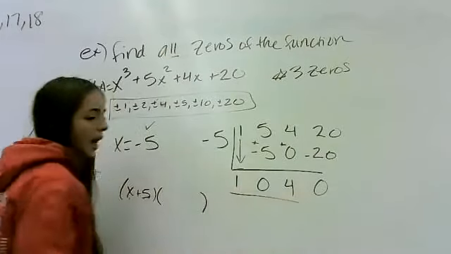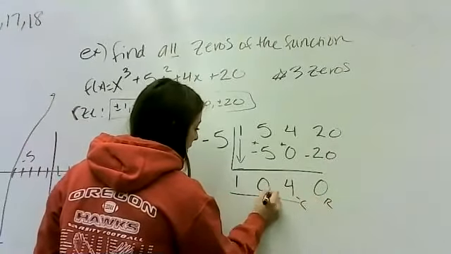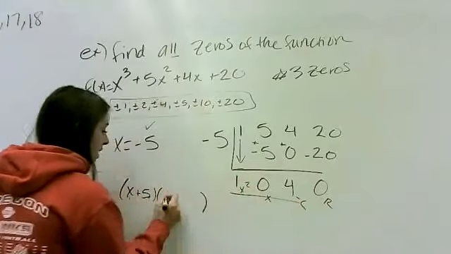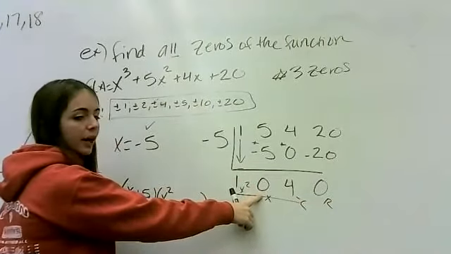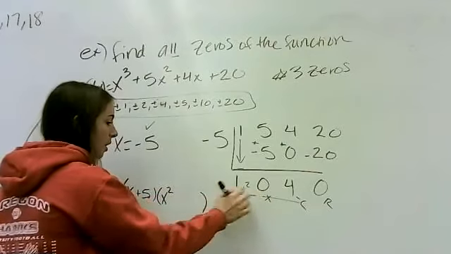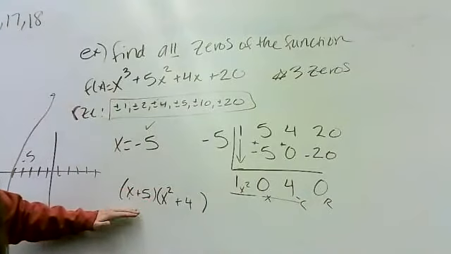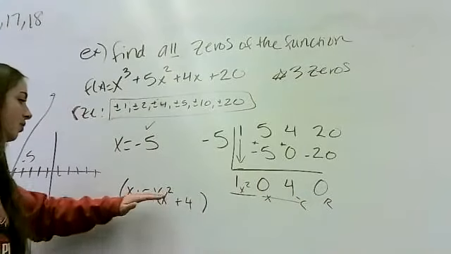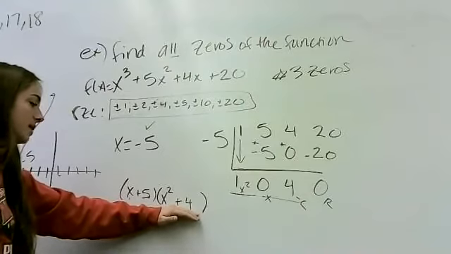Down here is what we have left over. So remainder, constant, x squared. So I have a 1x squared. I have no actual x value, so I don't write it. And then I have a plus 4. So my first zero already came out of this. My other 2 zeros need to come from this.